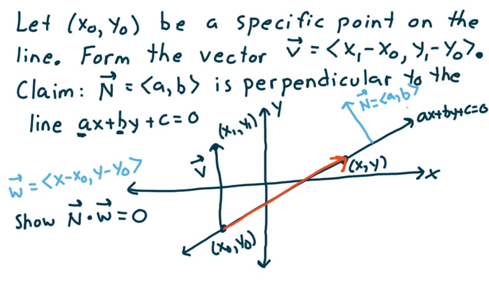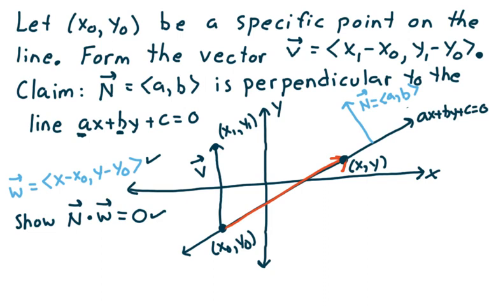Now, remember that (x naught, y naught) is a specific point on the line. And what I did was I chose a point (x, y), which is more arbitrary or general. It's a point that's different than (x naught, y naught). And what I want to do is look at the vector w, which is equal to (x minus x naught, y minus y naught). And then from there, I want to show that vector n is perpendicular to vector w. And to do that, I have to show that the dot product of n and w is equal to 0.